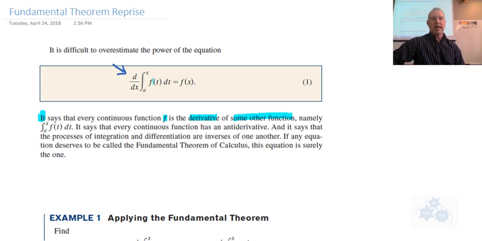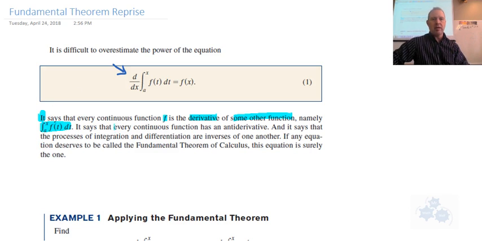So if you take the integral of some function f of t, and then you take the derivative of that integral, you get the function back. So every function is a derivative of some other function. You can differentiate to get this said function, namely, and this is what we're going to talk about more today, the integral of f of t. And notice that there's an x there in the limits of integration. So we're going to talk about that today.